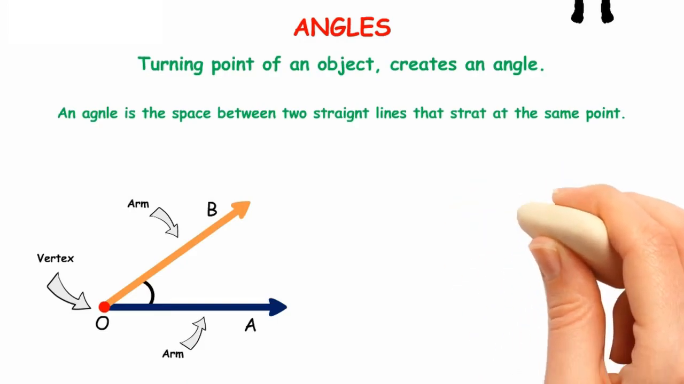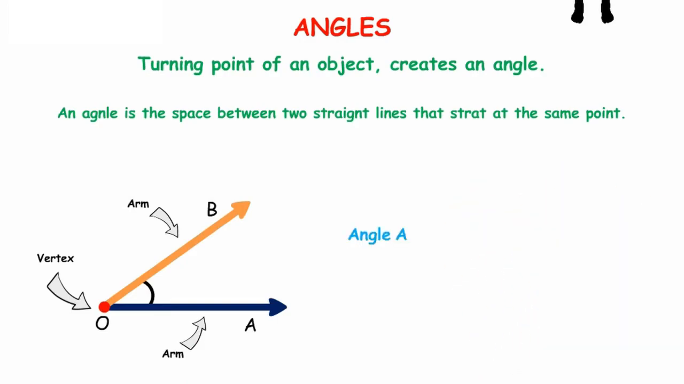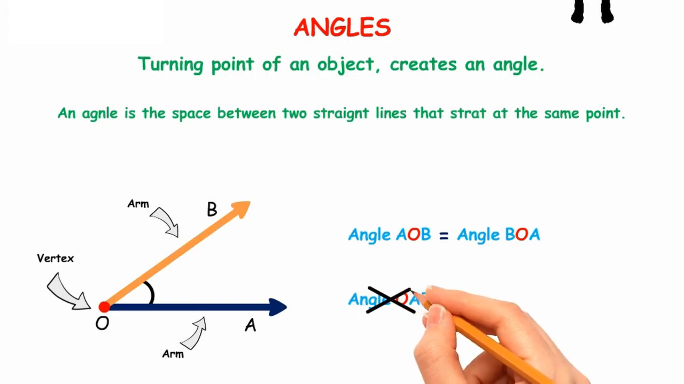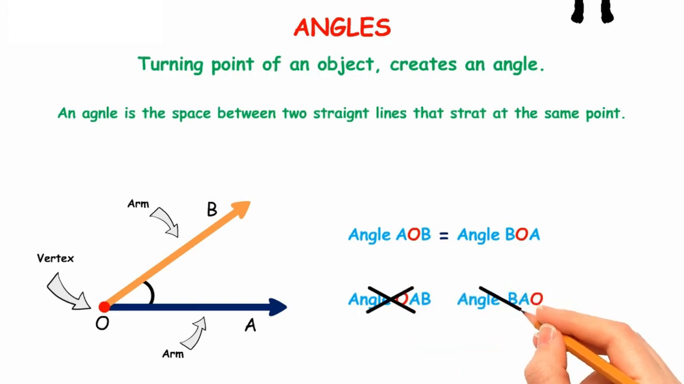This angle is named as angle AOB or angle BOA. But it can never be angle OAB or angle BAO. The vertex should be at the center.